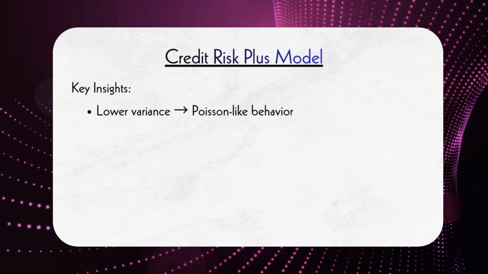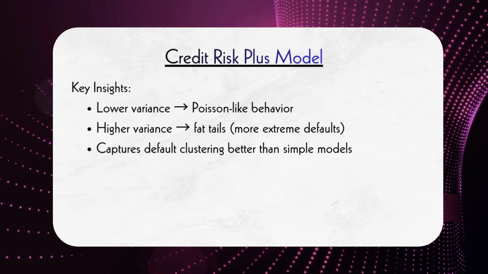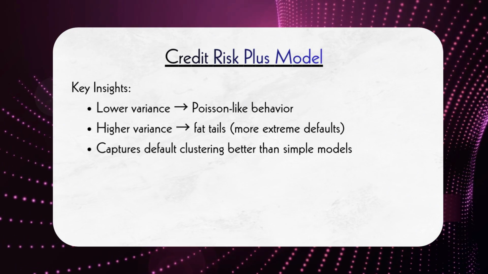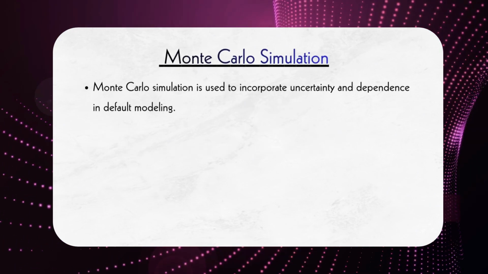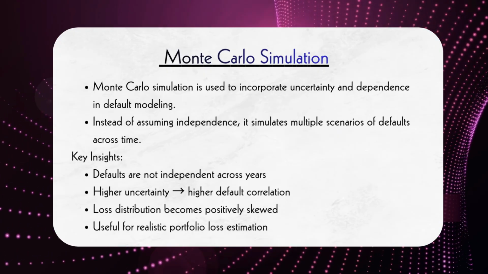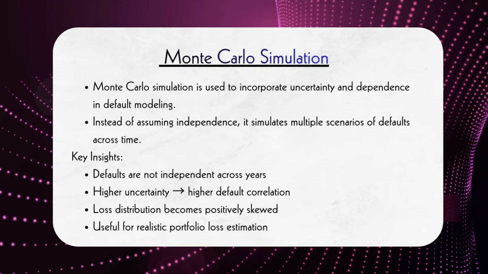The key idea here is that as uncertainty increases, the probability of large numbers of defaults also increases, meaning the loss distribution becomes fat-tailed. Next, we have Monte Carlo Simulation, which is not a model itself but a powerful technique used across credit risk models.